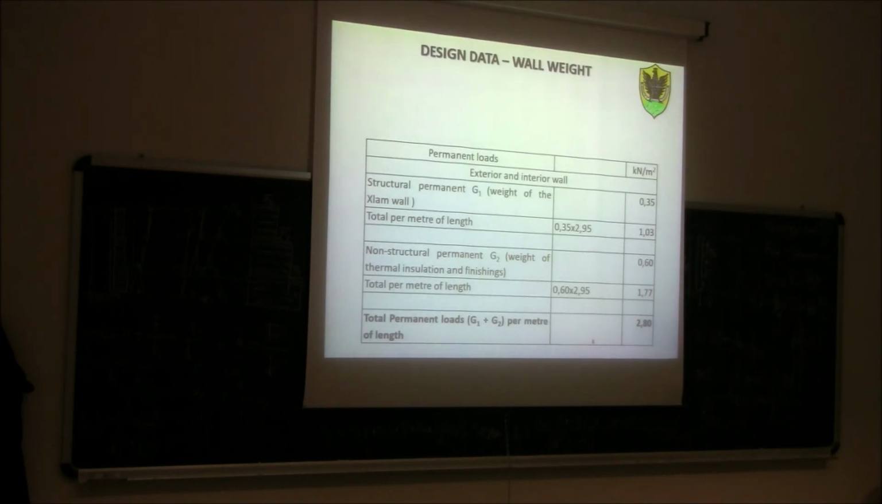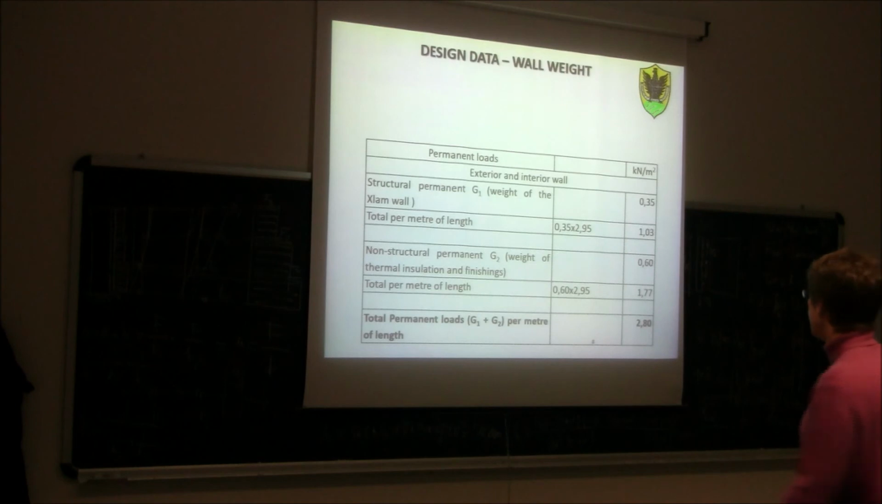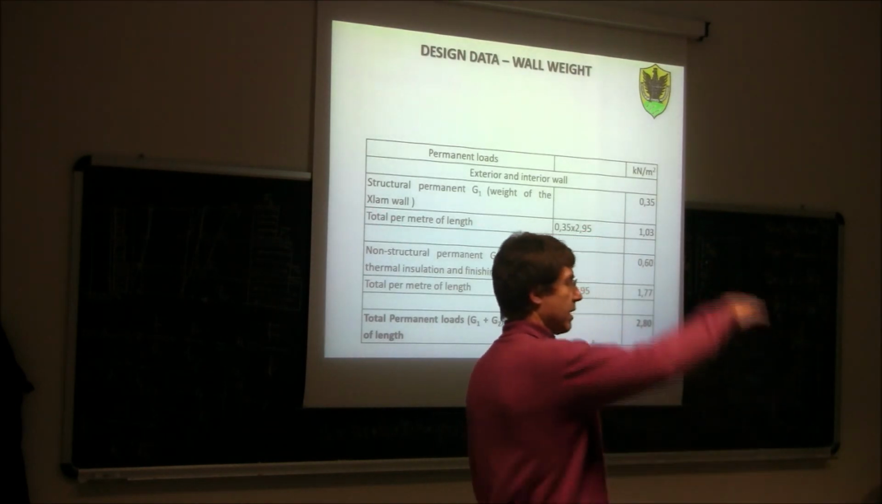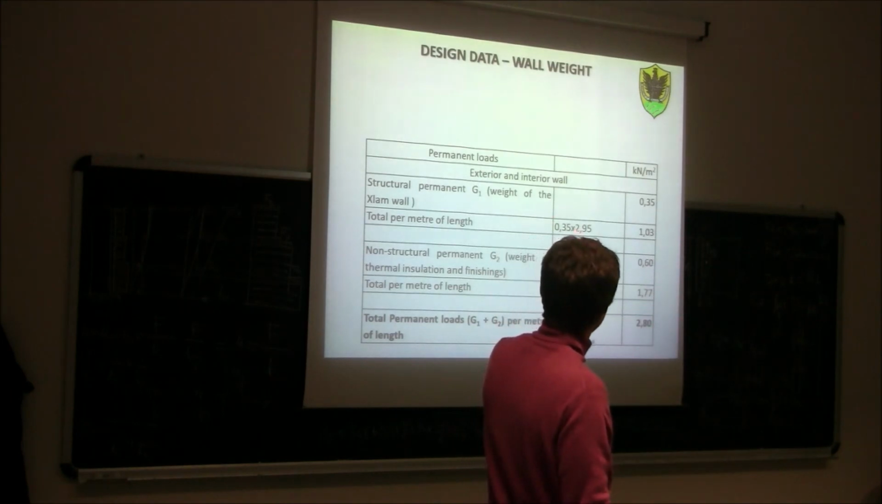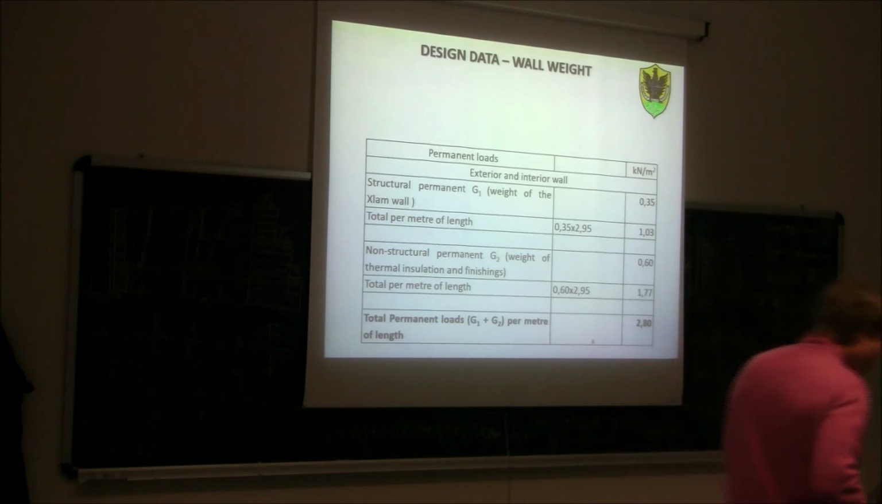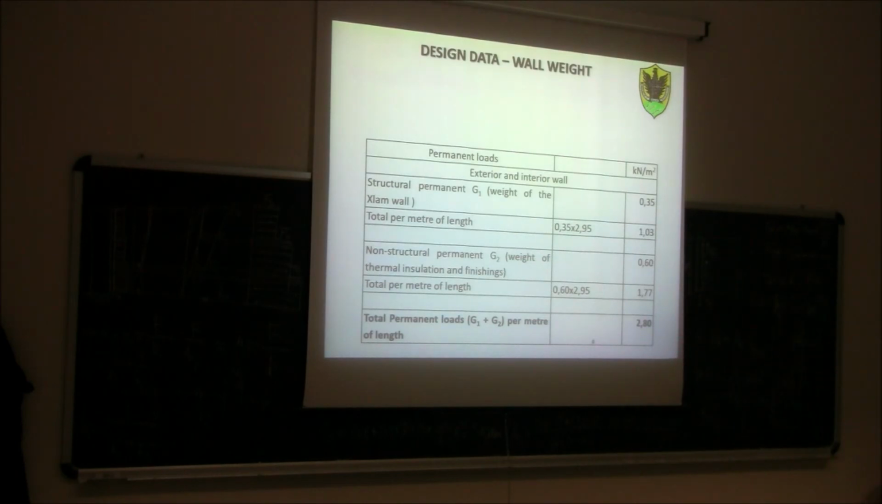And then we have the wall weight, so the weight of the walls. Exterior and interior wall, structural permanent, weight of the cross-lam wall. So 1 square meter of cross-lam wall is 0.35 kN per square meter. Then per meter of length, 0.35 times the height of the wall, times 2.95, gives 1.03. This is the weight of the wall per unit of length. Okay?